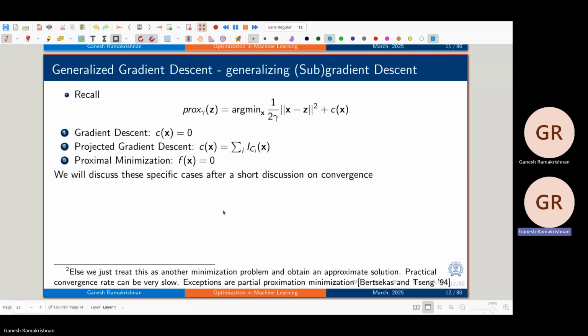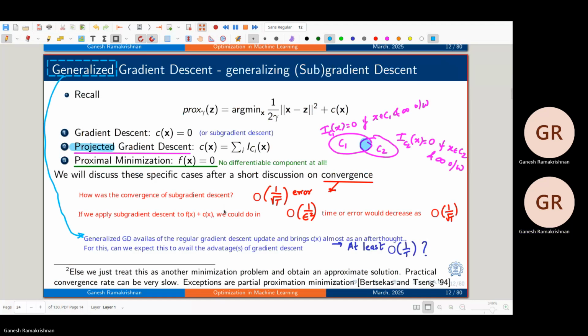So what about convergence? I've illustrated projected gradient descent here as an intersection. If you have C1, C2, it's basically an intersection of multiple constraints that we are seeking. Let's look a little bit at convergence.